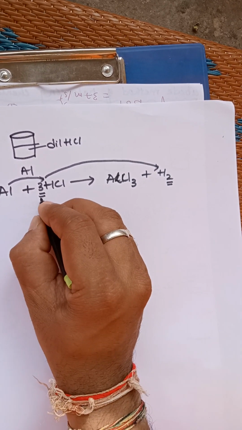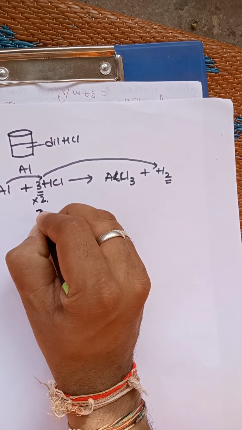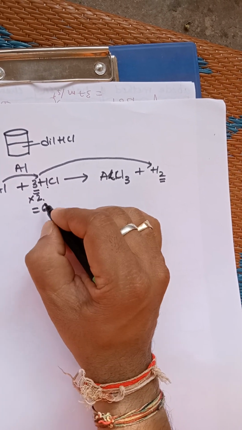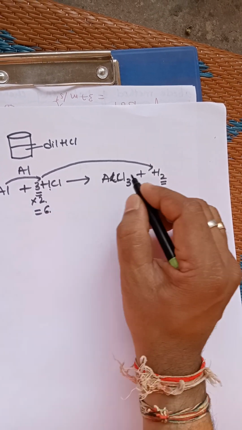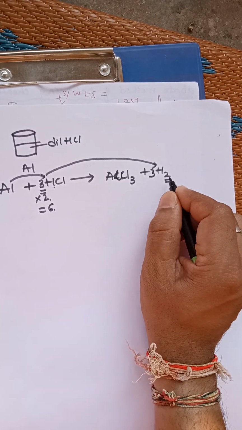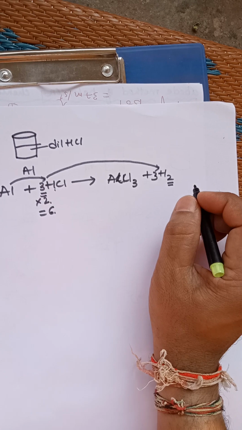So I'll make it even. How to make it even? I'll multiply this by 2, so it becomes 6 here. There are 6 hydrogen atoms on the reactant side. There are 2. How to make it 6? I can put a 3 here. So 3 into 2. This will balance the hydrogen.